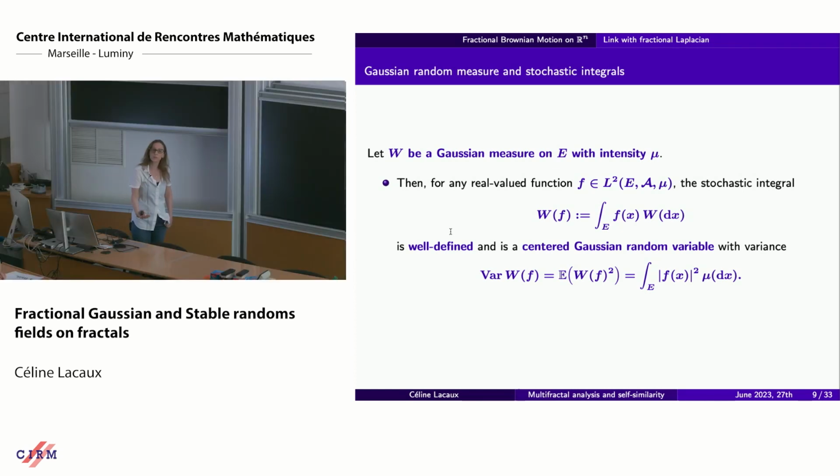It still has a mean equal to 0. And so, as you may know, Gaussian variables are characterized by their mean and their variance. So what you need to know is the variance of the stochastic integral. And the variance is nothing else than the square norm of f with respect to the control measure mu. Okay?